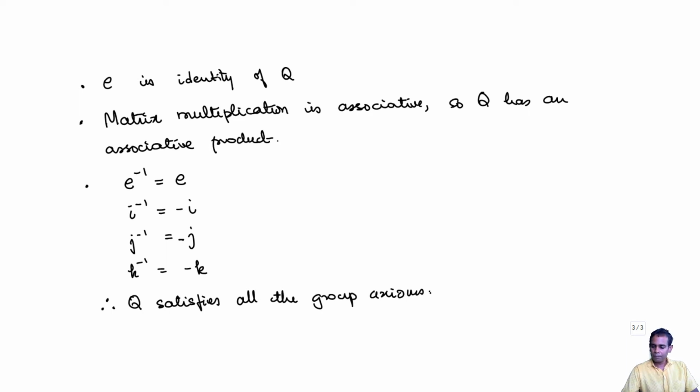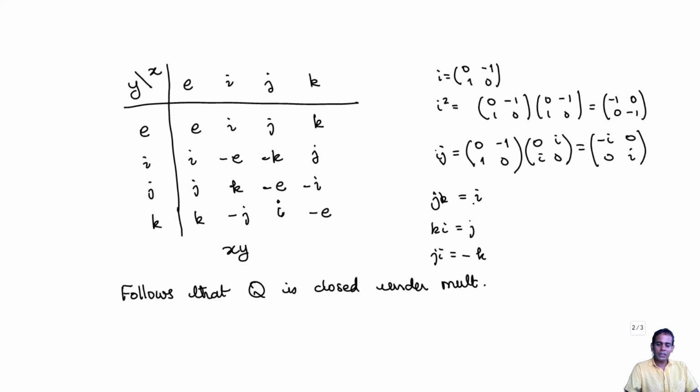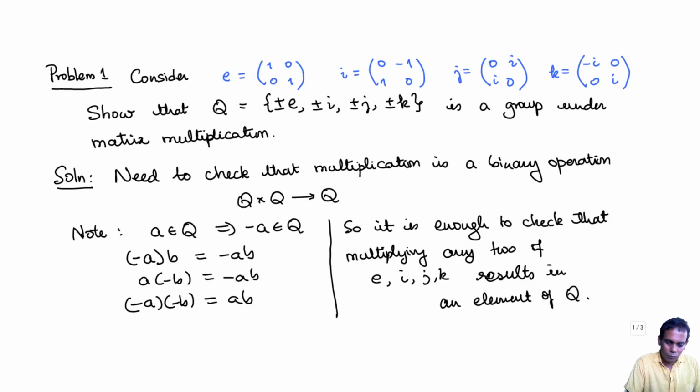These multiplications, jk equals i, ki equals j, and ji equals k, ij equals k, these must look familiar to you. These are the relations for quaternions. So this group Q is called the quaternion group.